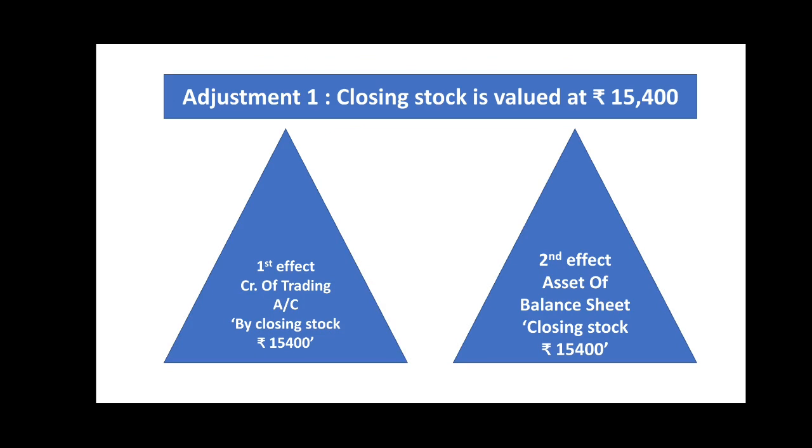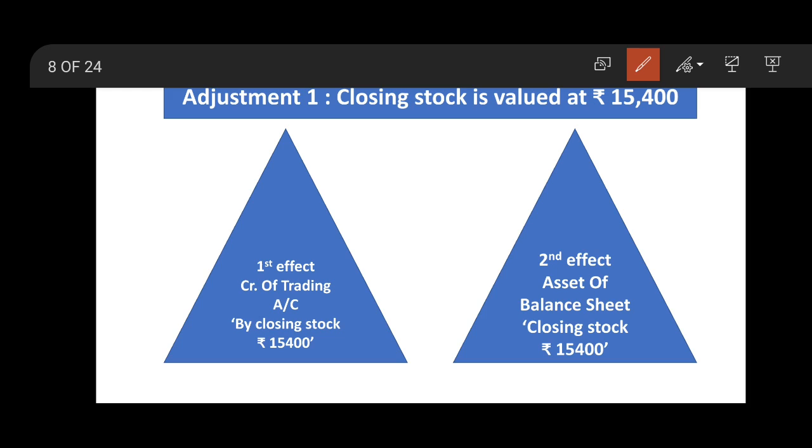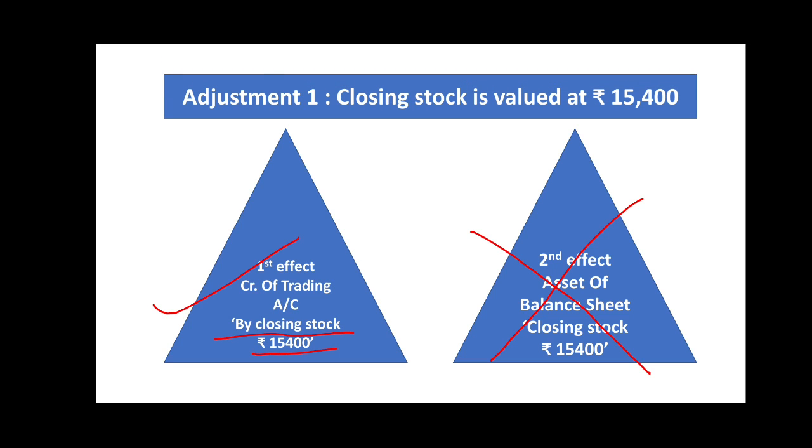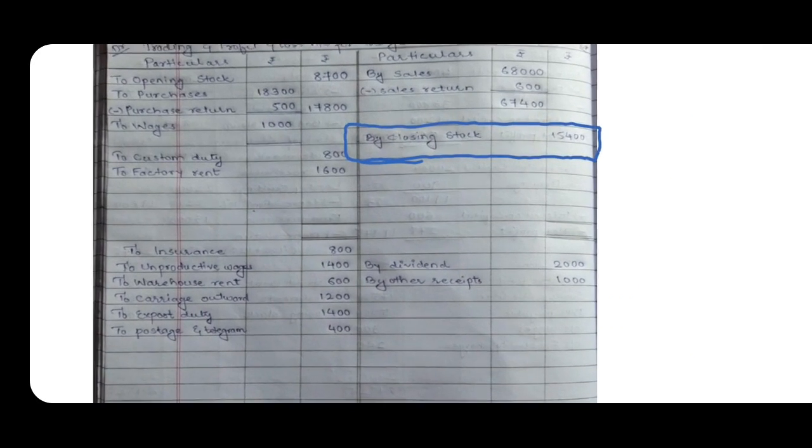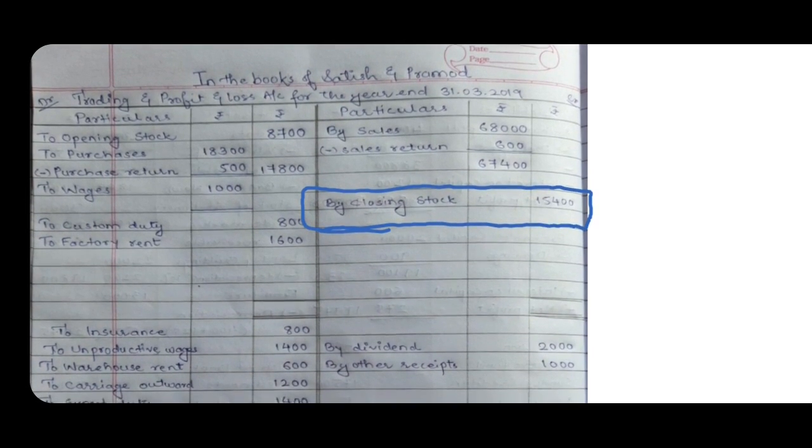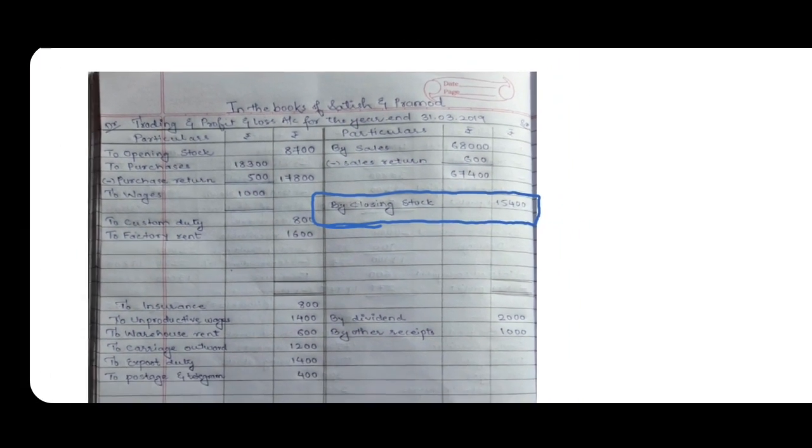The adjustment 1 is regarding closing stock. Closing stock is valued at 15,400. The first effect, trading account credit side, writing by closing stock 15,400, and the second effect goes to balance sheet, but we are not preparing balance sheet here, so we will not transfer it. In this way, credit side of trading account by closing stock 15,400.